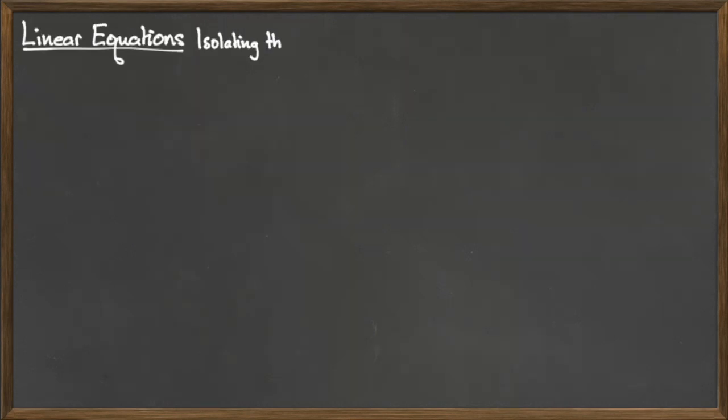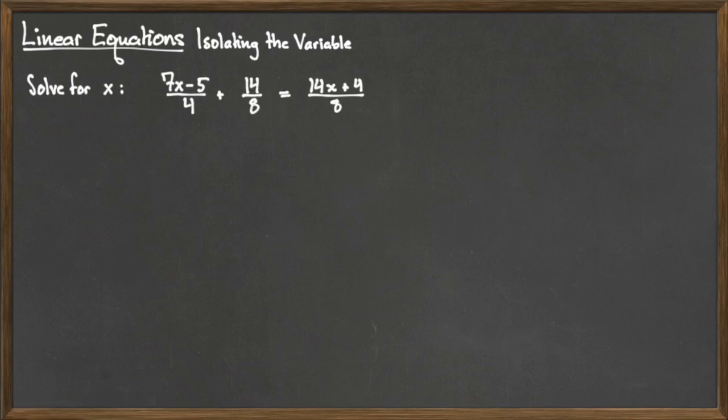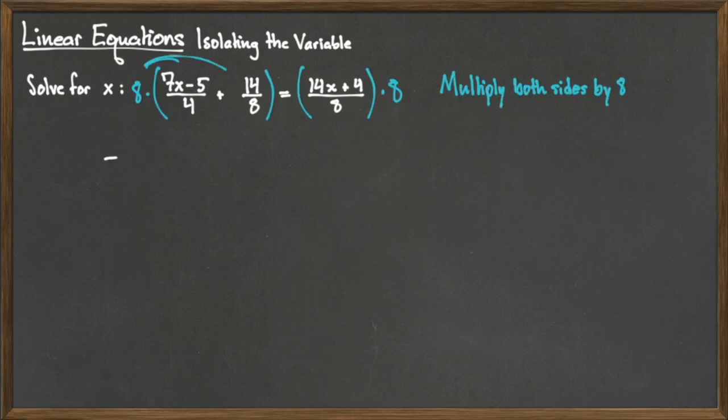For our next example, consider the equation 7x minus 5 over 4 plus 14 over 8 equals 14x plus 4 divided by 8. It is not always the case that I need to find common denominators so that I can combine fractions. In this case, there's actually a nice way around that. What I'm going to do is multiply all sides of the equation by the number 8, because I see a lot of denominators of 8, or the denominator of 4, which is a divisor of 8. So by multiplying all sides by 8, which we'll do now, on the left-hand side we're going to distribute, and on the right-hand side we'll see those 8's cancel.